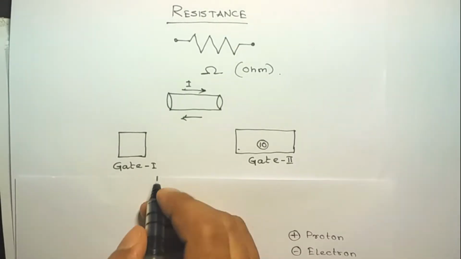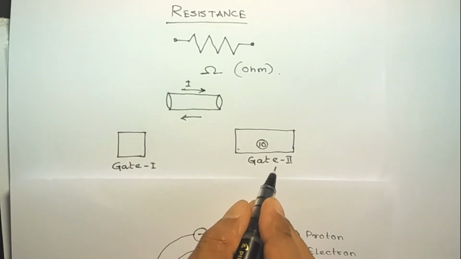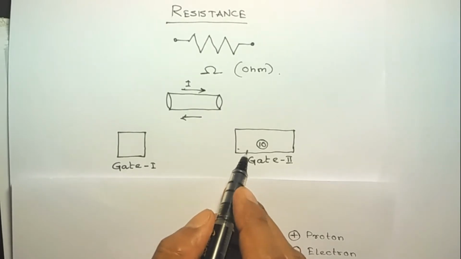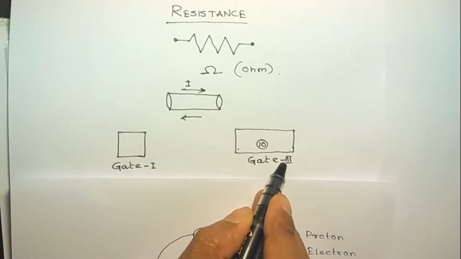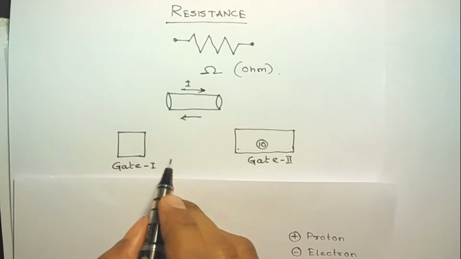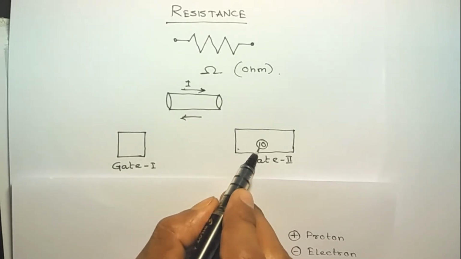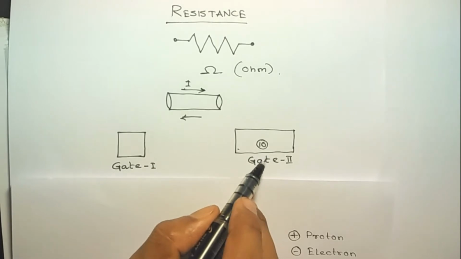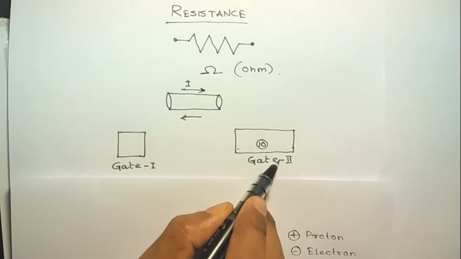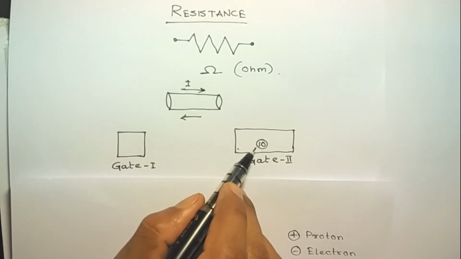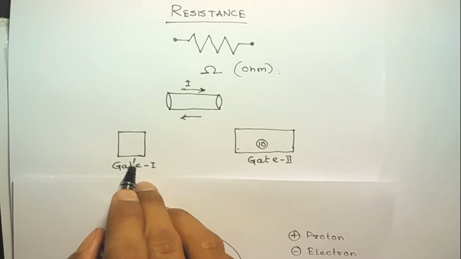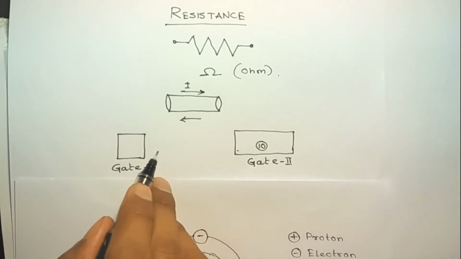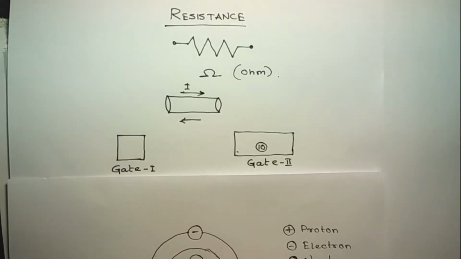Here this one is gate 1 and this one is gate 2. And the width of gate 2 is greater than gate 1. If we ask 10 people to pass through gate 2, they will easily pass through. But if we ask them to pass through gate 1, then collision will take place. The same thing happens in our conductor.